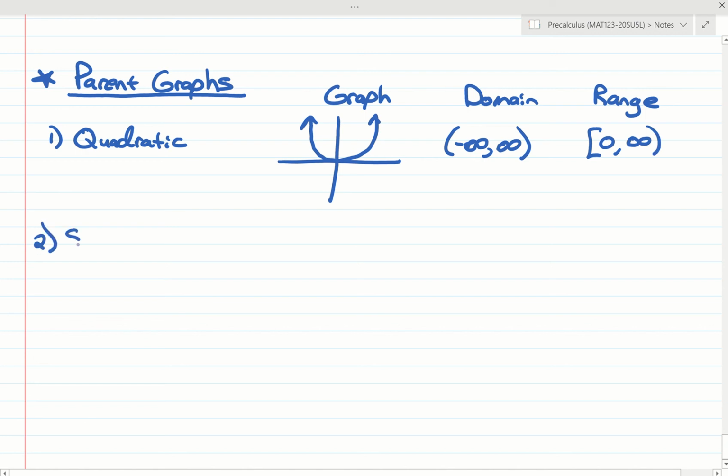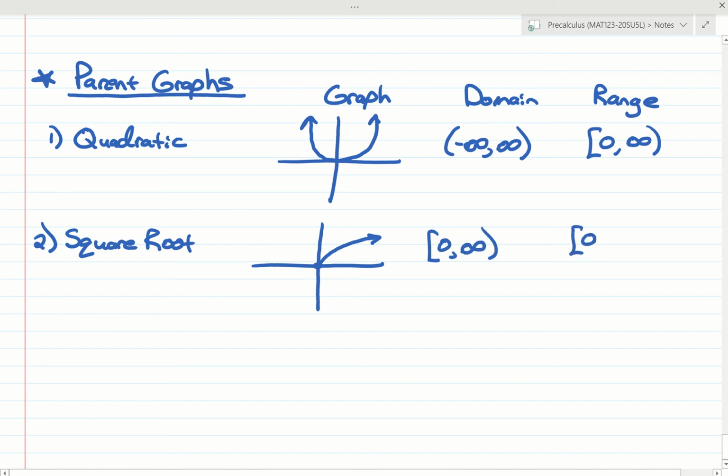Second graph you should know is something called a square root graph. So y is equal to the square root of x. Now you can't plug in negatives, right? So if you had the square root of x, you would start at 0, and you could plug in any x value you want, and you would always get a positive answer. So the domain for a square root function would start at 0 and go up to any number, and the range would also start at 0 and go up to any number.